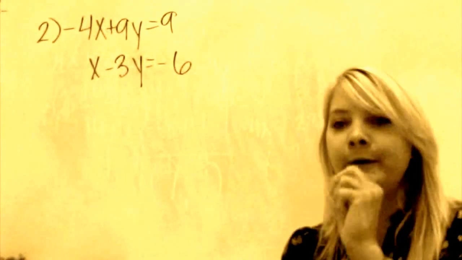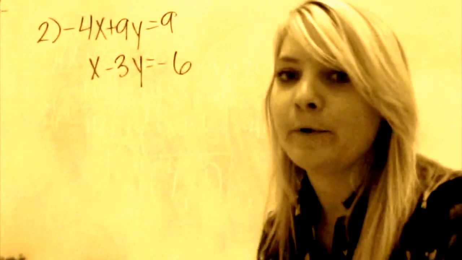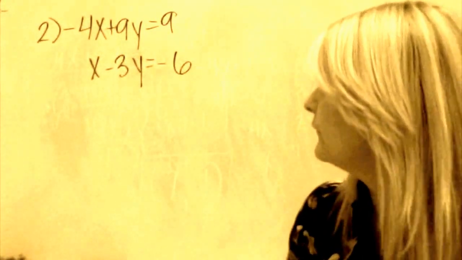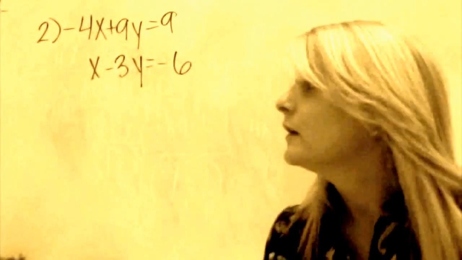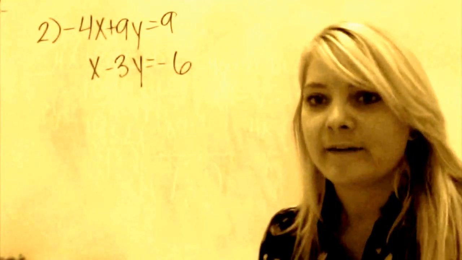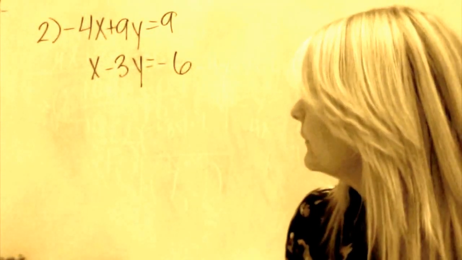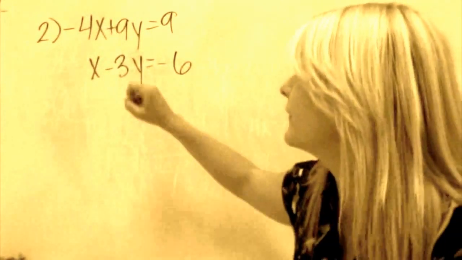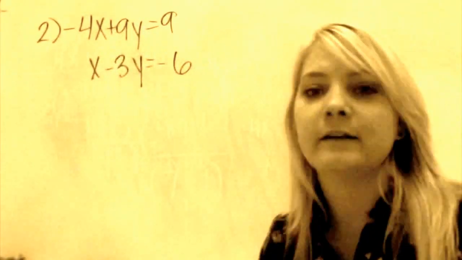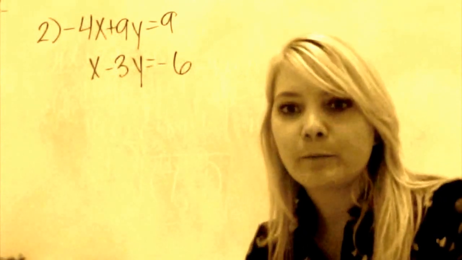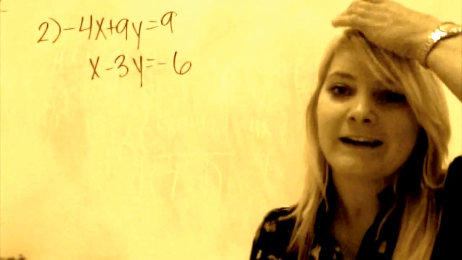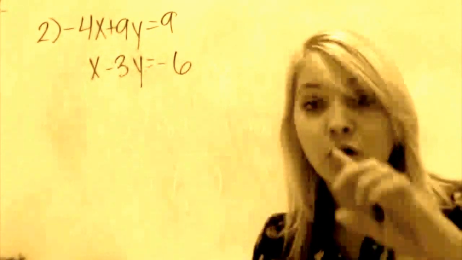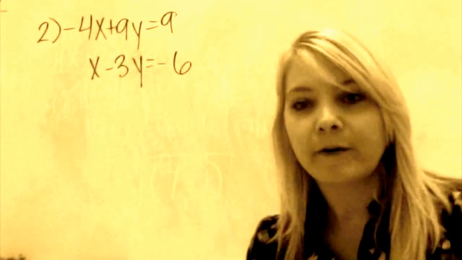Now, unlike our first example, in this example none of our coefficients are the same and differ only by sign. For our x variables, we have the coefficients negative 4 and 1. For our y variables, we have the coefficients 9 and negative 3. So there are a few different approaches you can take here. Once again, just like with substitution, there's no wrong way or no wrong variable to solve for.